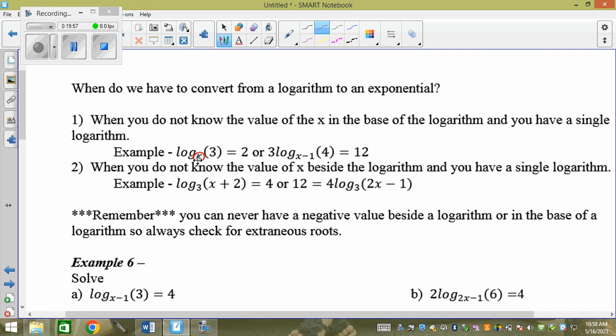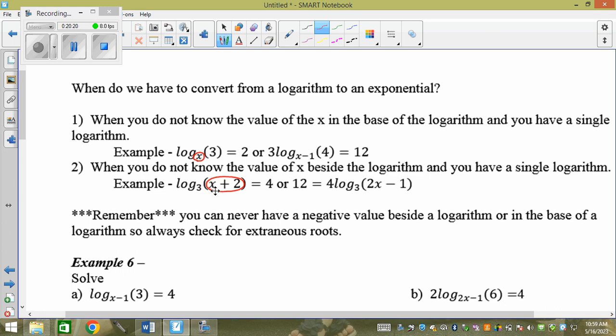So that's one. The other one is when the x is locked in beside the log. Do you want to know how to get that out? Is there any algebra that's been taught in the past that can pull an x out from beside a log? No. You don't know how to get the x out of the base, so you don't know how to get the x out of a log. So if the x is embedded in the log, the only way you can solve for x is to switch it to exponential, because that will pull that x out.